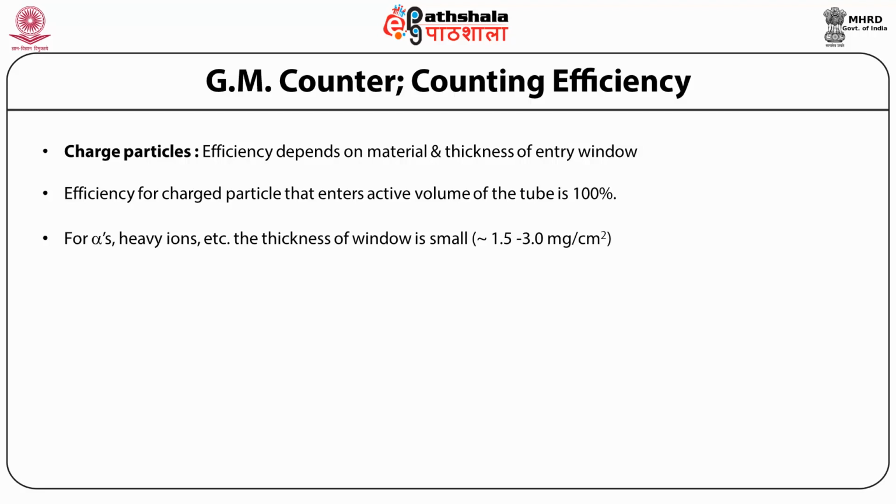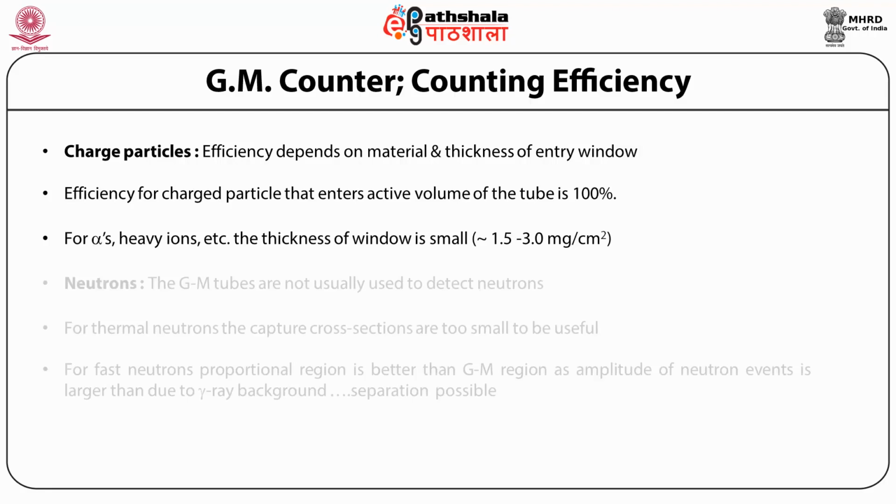But once the charged particles enter the gas after crossing the window, their detection efficiency is 100%. Why? Because they lose energy in the gas very fast, and for every charged particle the loss of energy can reach up to 100%. So once the charged particle enters the GM tube, the efficiency for charged particles in the active volume is 100%. For alphas and heavy ions, the thickness of the window is small, that is 1.5 to 3 milligram per centimeter squared.